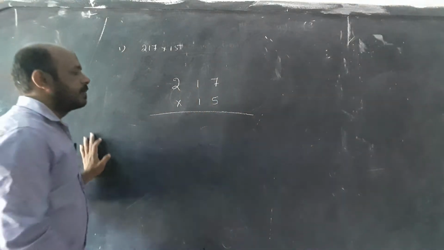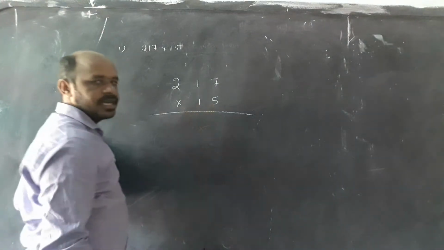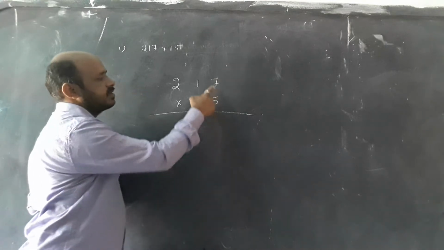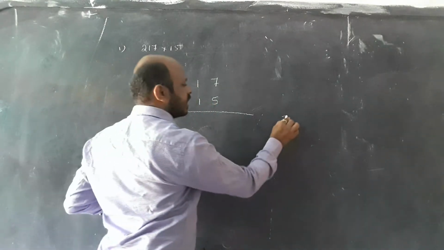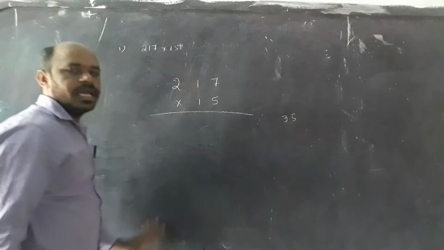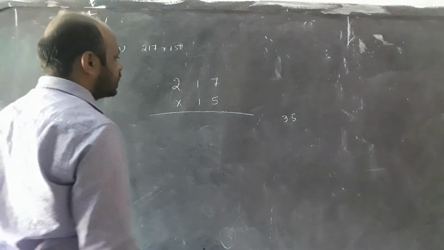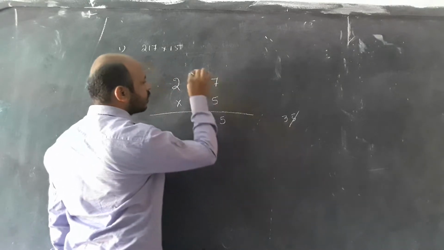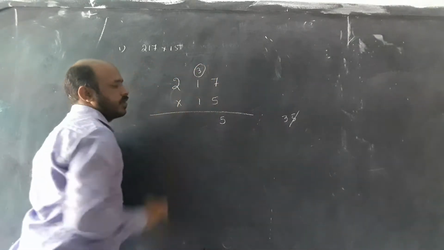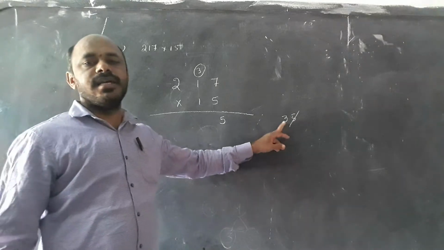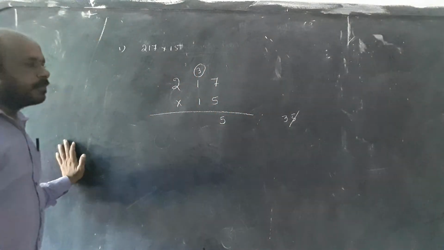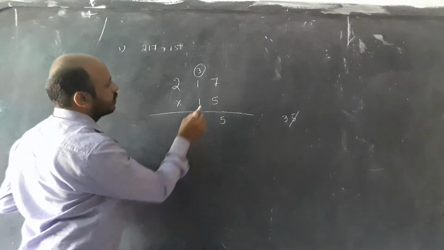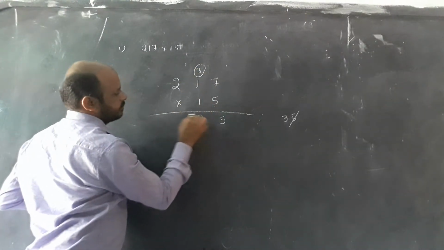Here we need the 5 table first. Ones place we start: 5 7s are 35. 35 is a 2-digit number, so in the ones place we write down 5 and the tens place we carry forward to the next number. The tens place we got here is 3. This 3 is carried forward. Next, 5 ones are 5, and 5 plus 3 is 8.